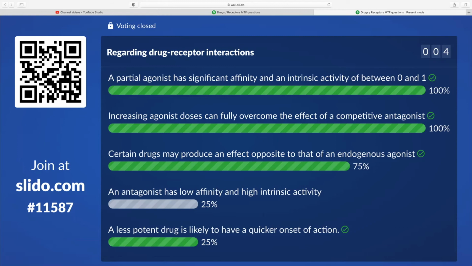So a less potent drug is likely to have a quicker onset of action because of something called the ED50, the effective dose of 50%. The effective dose of 50% is higher, i.e. your log dose response is shifted to the right in less potent drugs. And so to have the same clinically effective dose, you have to give more of it. So you're going to have that higher concentration gradient so it'll be quicker. So I think that's true.